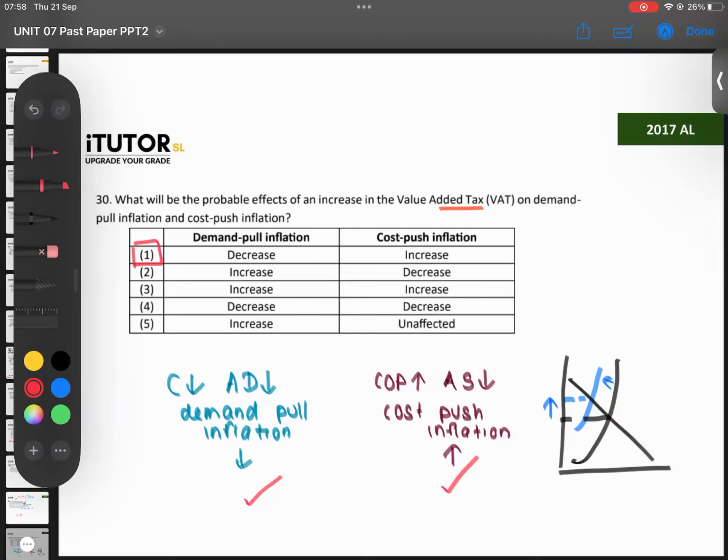Again, guys, I'll agree with you. There are so many other ways that you can argue this, but this is the most correct way of arguing it.